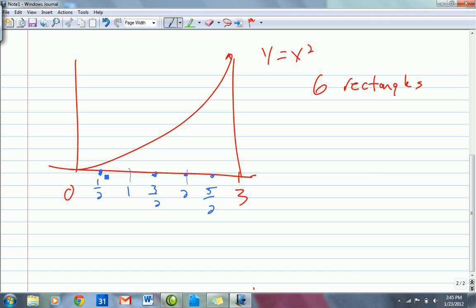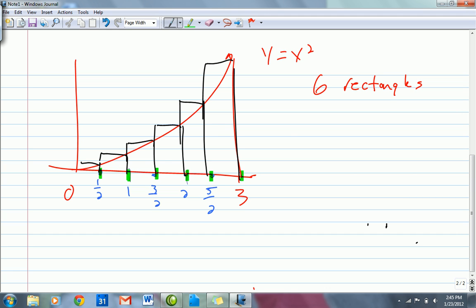Okay, now I'm going to create my rectangles, and I'm going to tag the right endpoint of each subinterval. So the first subinterval from 0 to 1/2, I'm going to tag the right endpoint. Second subinterval, 1/2 to 1, tag 3 halves, tag 2, tag 5 halves, tag 3. Now why did I tag these? Because those tags get thrown into the function to give me the height of each rectangle. The nth tag into the function determines the height of the nth rectangle.